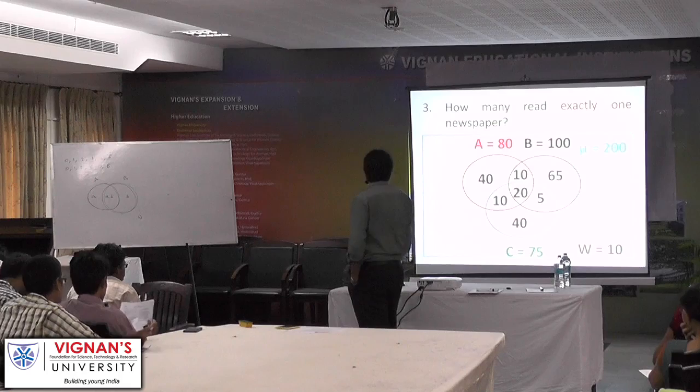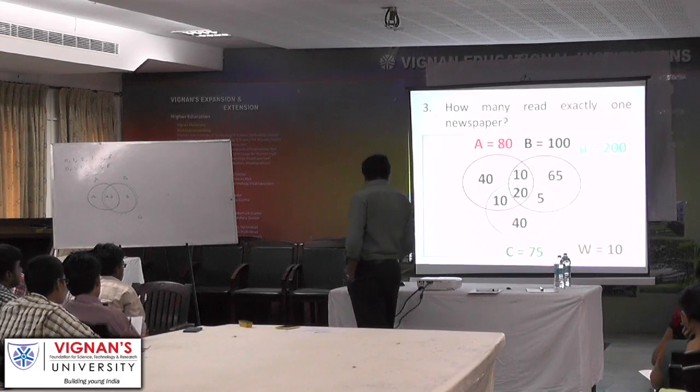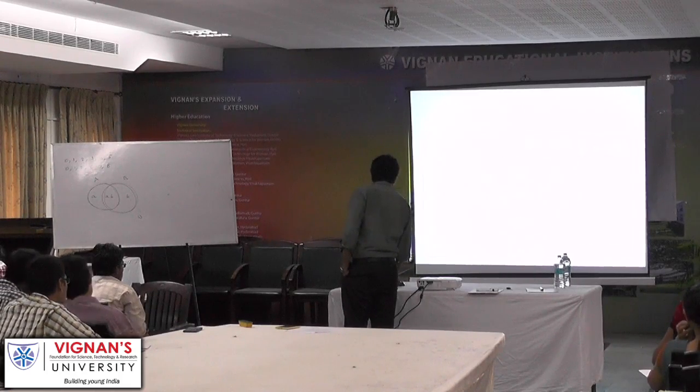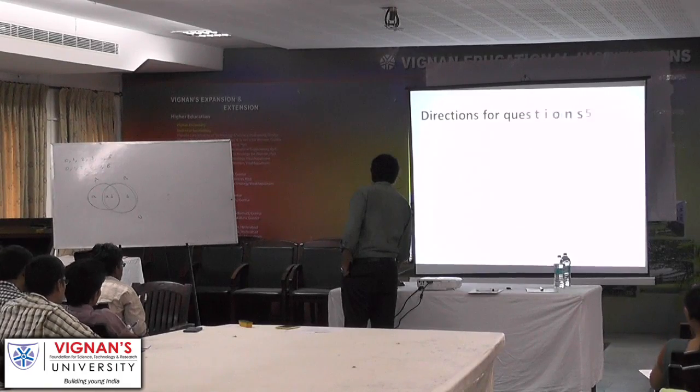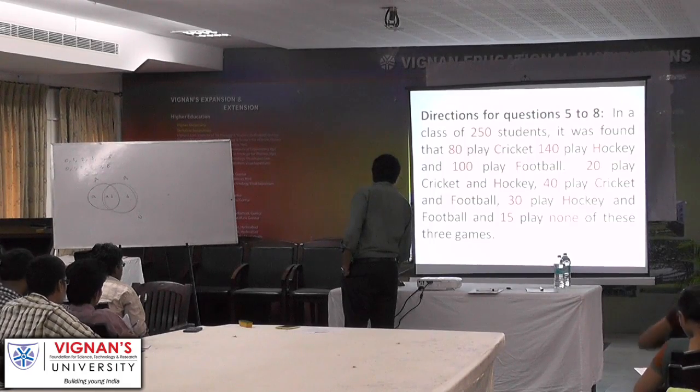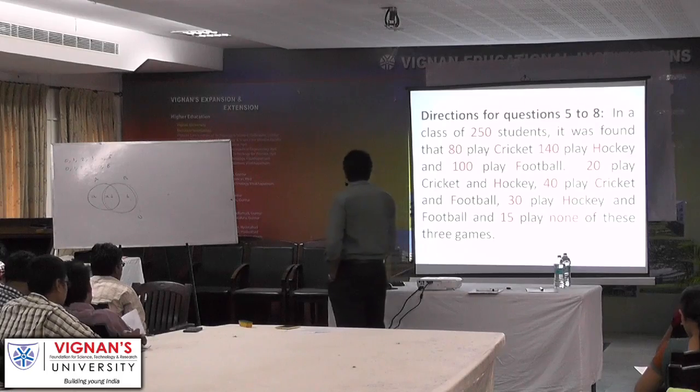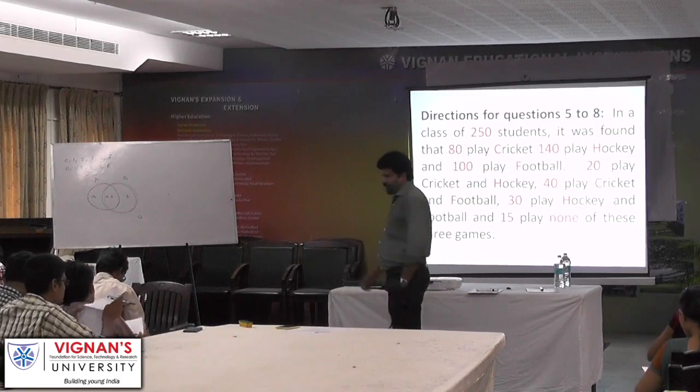How many read exactly 1 paper? This was done already, right? In a class of 250 students, next one, 5 to 8.